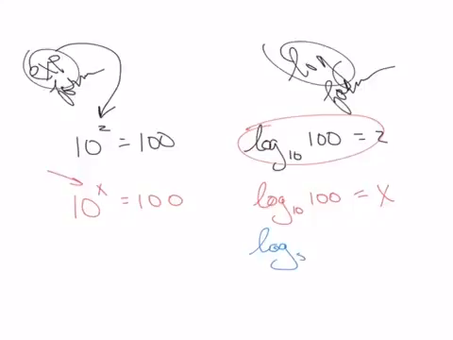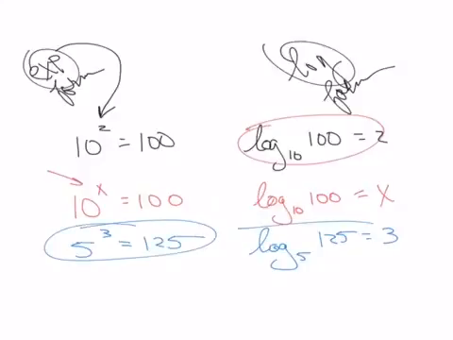what is 5 to give me 25? What number can I put on 5 to give me 25? 2. Let's say that I put 125. What number can I put on 5 to give me 125? 3. And we'll write this in exponential form here. So two ways of writing the same thing. One is exponential form and one is logarithmic form.